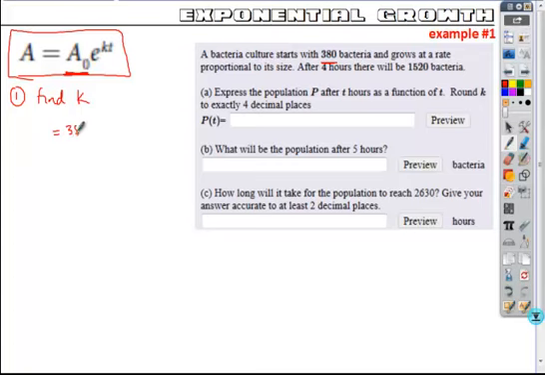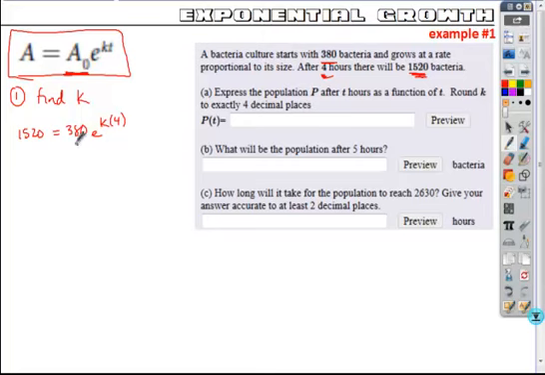Okay, so if you set up 380 for your A sub 0 times e to the power of k, you don't know k, but you do know a set of t and A values here. This t corresponds to this A of t, and so you get 1520 is equivalent to when the time is 4. So this is the first equation that you're going to use, and you're going to solve for k. Once you find what k is, you can round it to 4 decimals and place it in this function here.